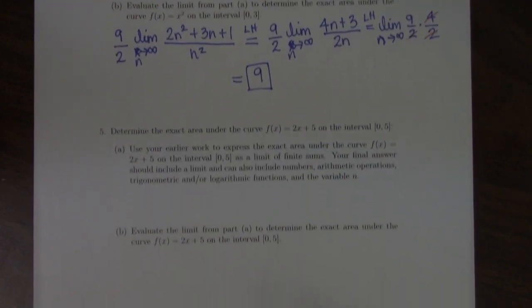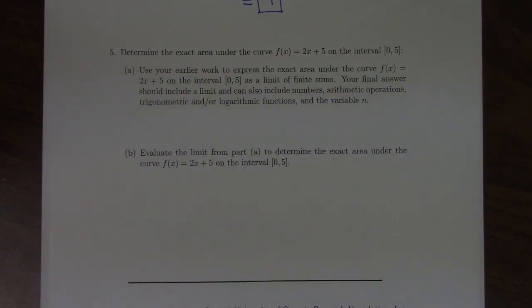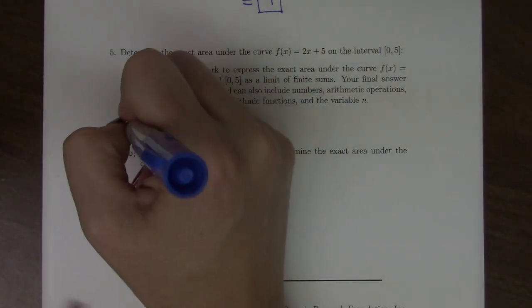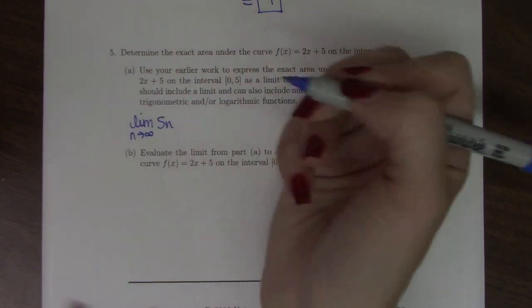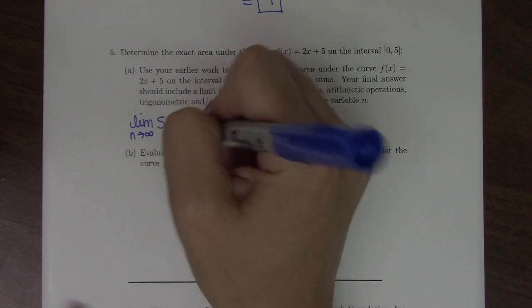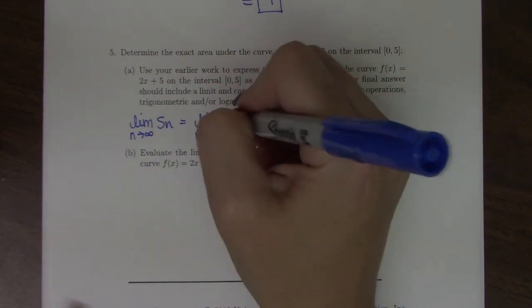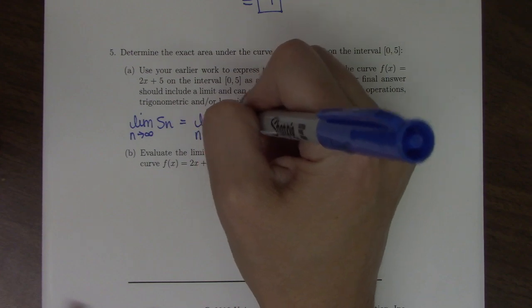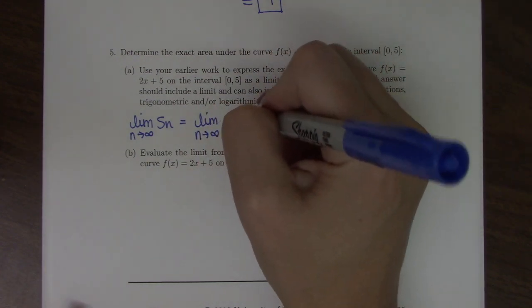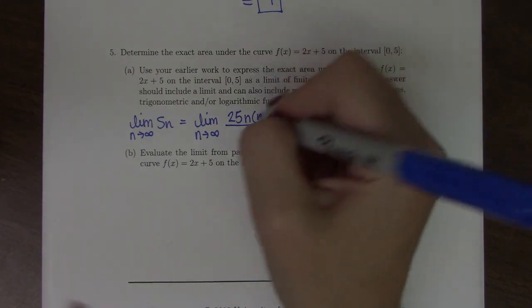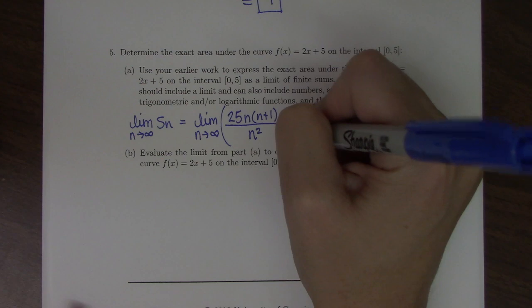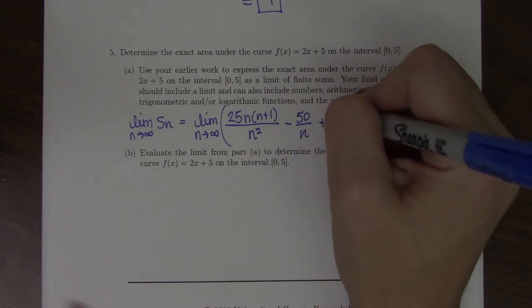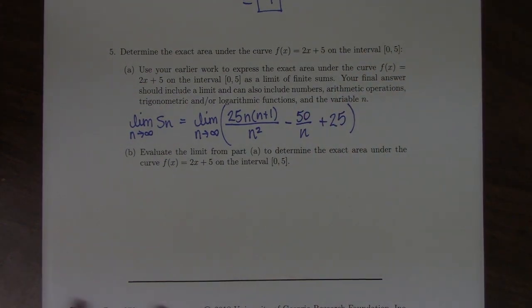For 5, we want to do the same thing with our answer from number 3. So the limit as n goes to infinity of the estimated area, and our formula we got for this was 25n times n plus 1 over n squared minus 50 over n plus 25. So now they want us to evaluate this limit.